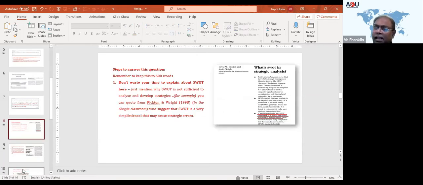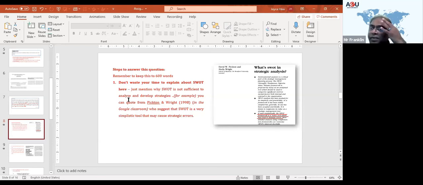Now, this is the thing. First of all, how to answer. These are the steps. First one: don't waste time explaining SWOT here. What is SWOT analysis? We don't waste time because we have come to a level where we know what it is. What you have to do is very simple. You mention that SWOT is not sufficient to analyze.